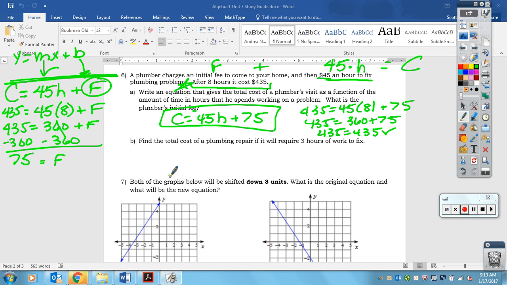This is my equation. Find the cost of a repair that requires 3 hours. Now we could use this equation from part A. C equals 45 times the number of hours, they said was 3, plus 75. 45 times 3 is 135 plus 75. So the cost is equal to $210. Make sure you label $210.